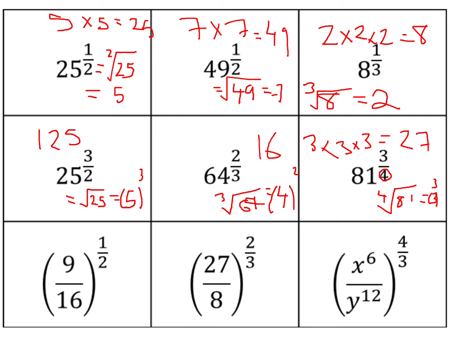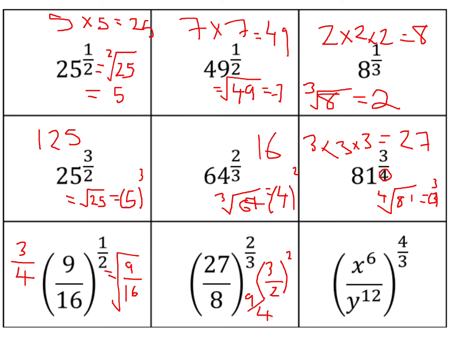Okay, 9 over 16 to the power of a half, so it's just the square root of 9/16. Well, the square root of 9 is 3, the square root of 16 is 4, so the answer is just 3/4, or 0.75. Next one is the cube root of this, which is 3 over 2, and then I'm going to raise it to the power of 2 because of that 2 on the top. So it's going to be 9 over 4, guys, or 2 1/4, or 2.25.